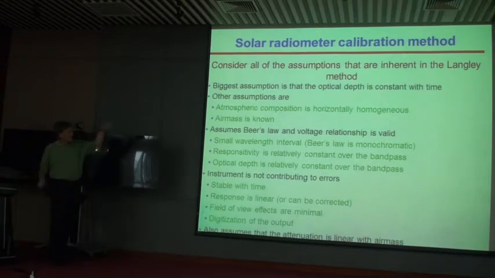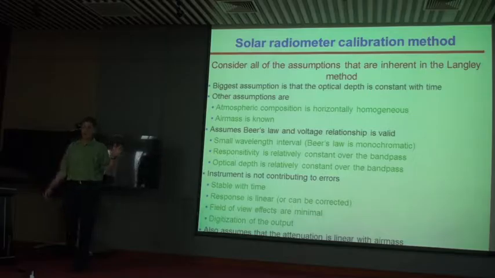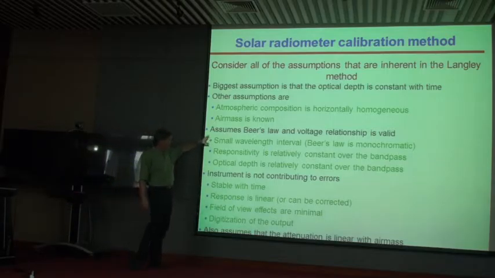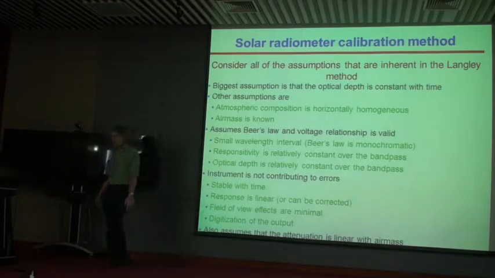So the calibration method for the solar radiometer, think about everything that's built into that. Things are constant as a function of time. That's the big one. The atmosphere is homogeneous. We know what the air mass is. Beer's law is valid. The instrument's not contributing any errors. That's a real big assumption. You'll see some of this discussion at the end in terms of what the instrument can do.